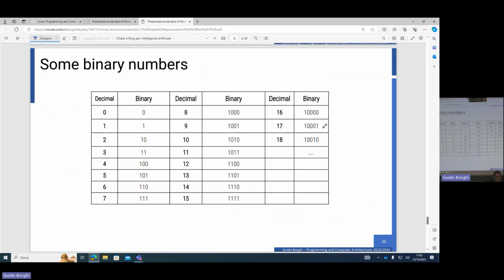Here you can see some binary numbers. Maybe you can try to obtain, starting from the decimal number in the first column, the equivalent binary number. So you can see that we can express the numbers 0 and 1 with only 1 digit. Then we use 2 digits, then 3, 4, 5, okay, with the increasing amount of the number.